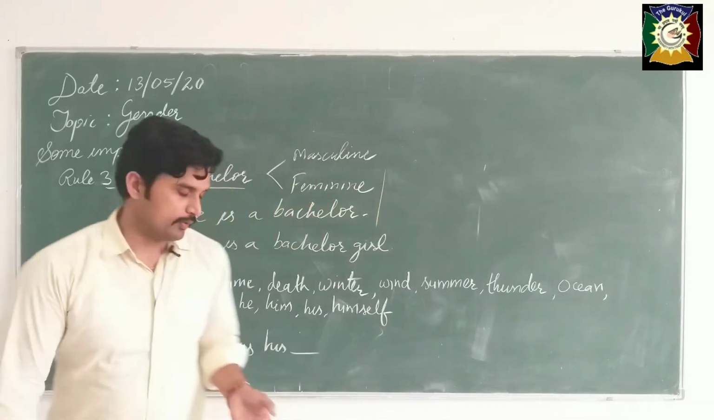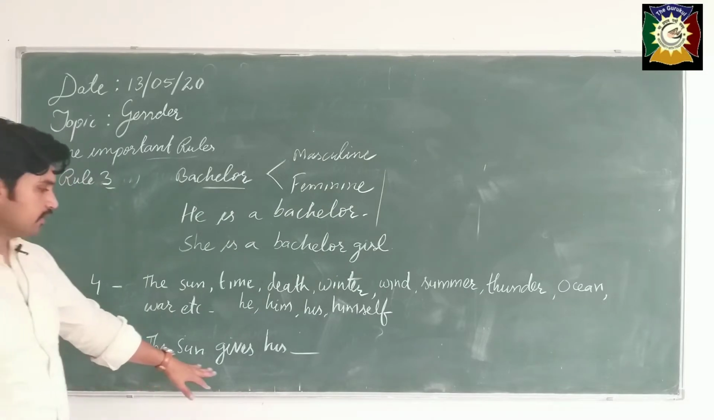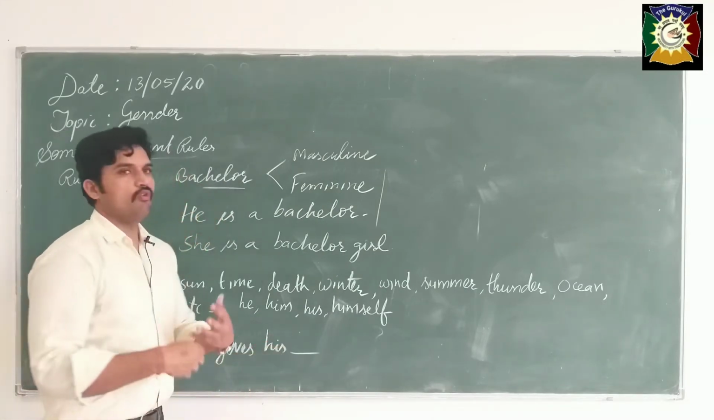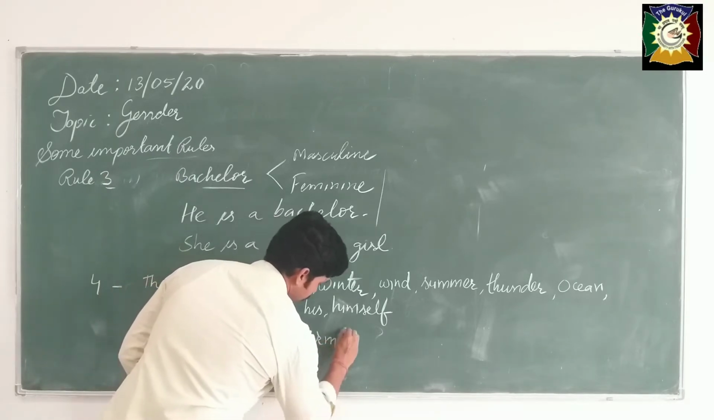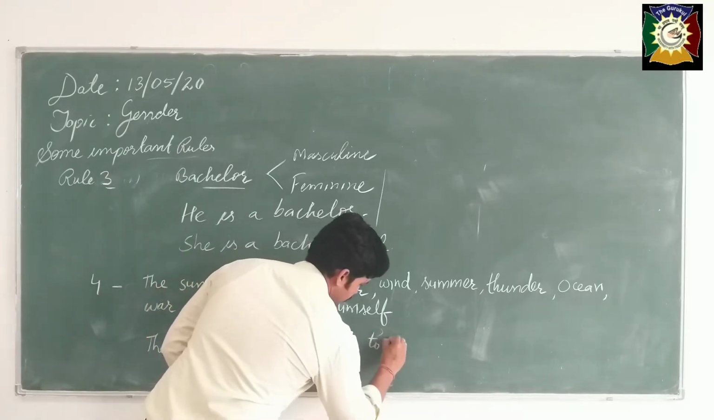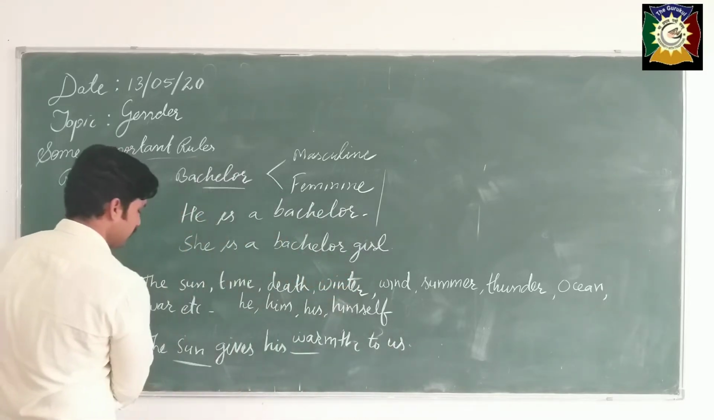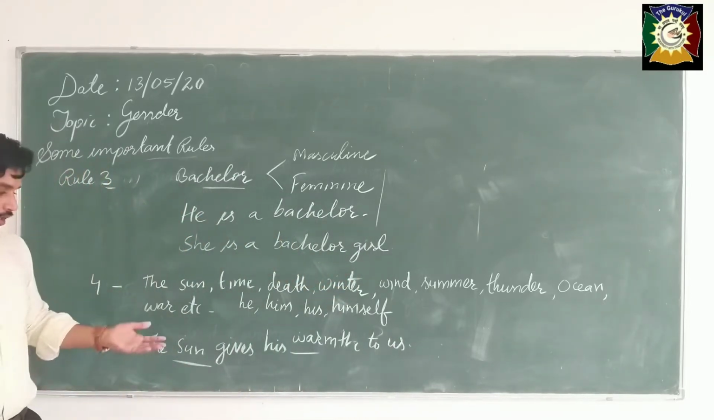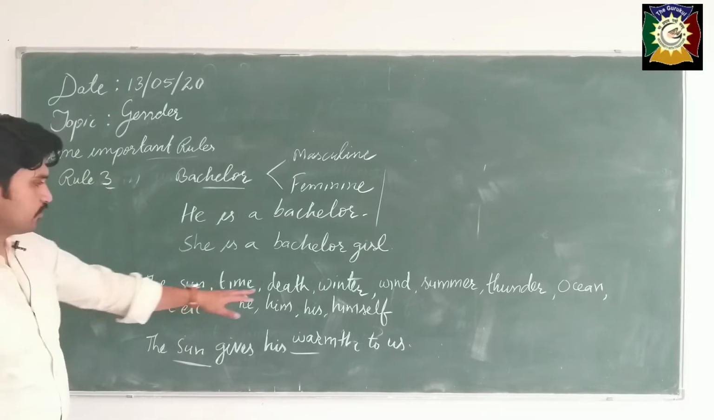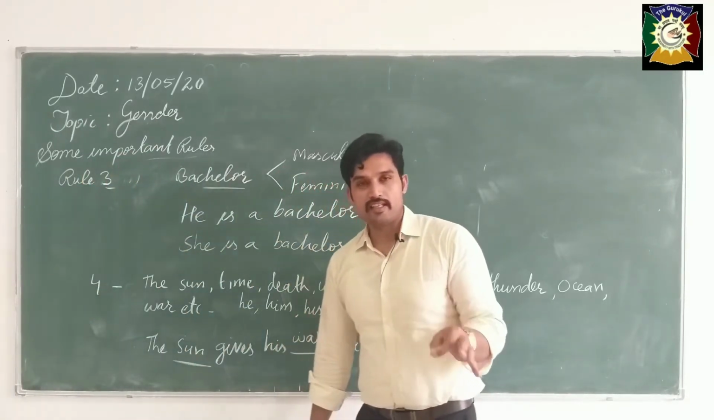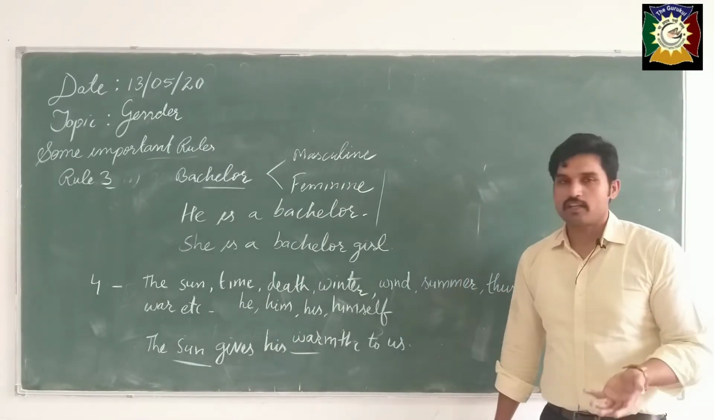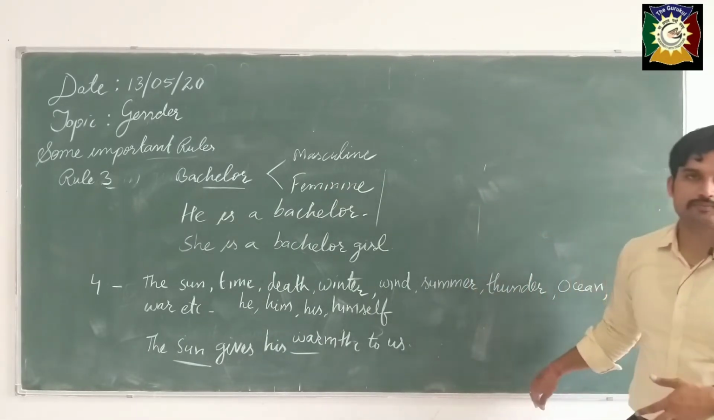There is one example: the sun gives his warmth to us. Now here we consider the sun as masculine. For example, this word death. Death always knows his victim. So these are the ways of using these ones.